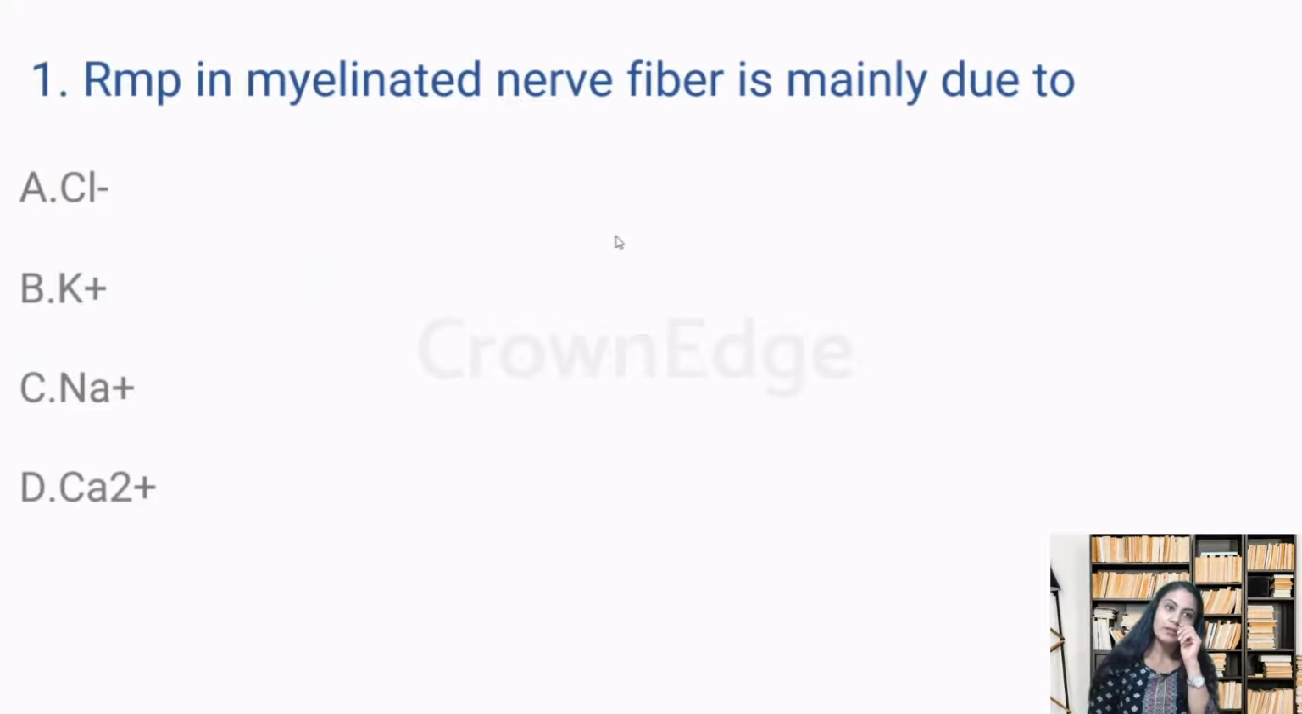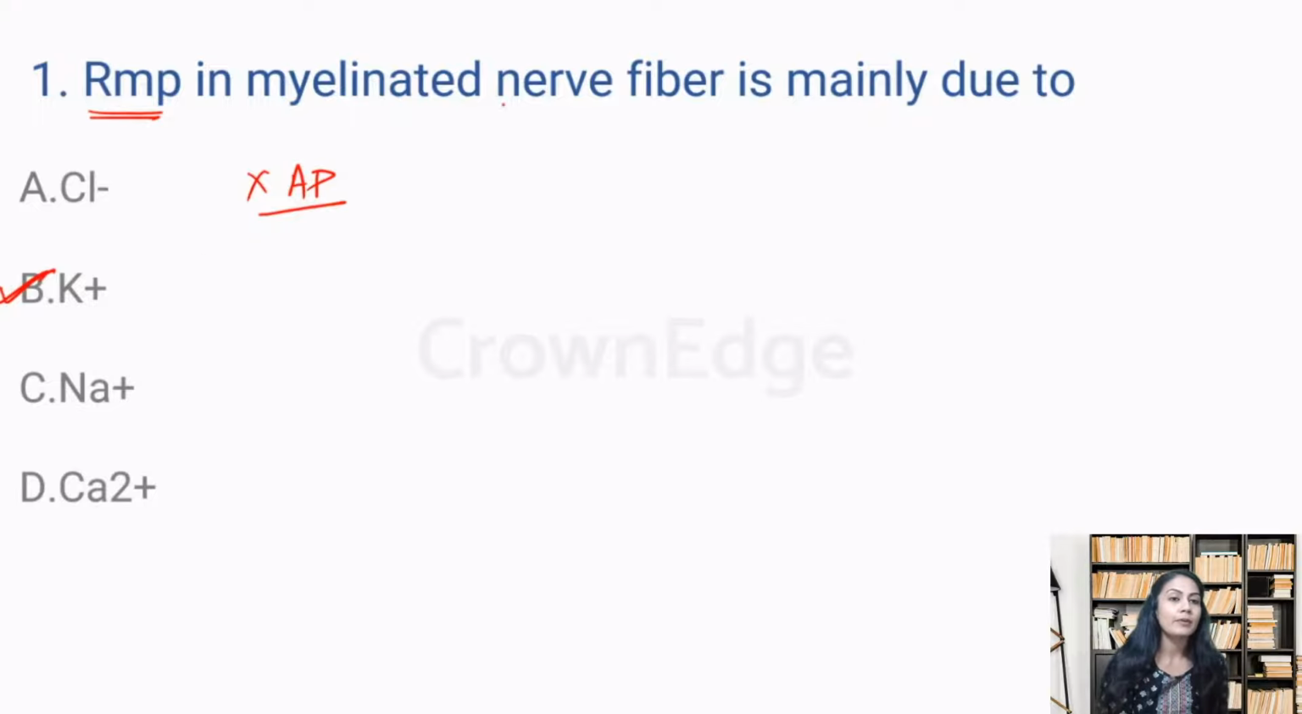In the first question they ask about the RMP in myelinated nerve fiber is mainly due to. Remember, always and always remember, they're not asking about action potential, they're asking about resting membrane potential. No matter which cell they ask, nerve fibers, muscles, any cell, the ion that is important for your RMP is always and always potassium.